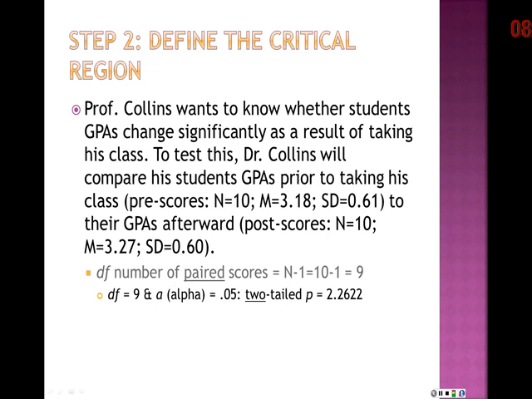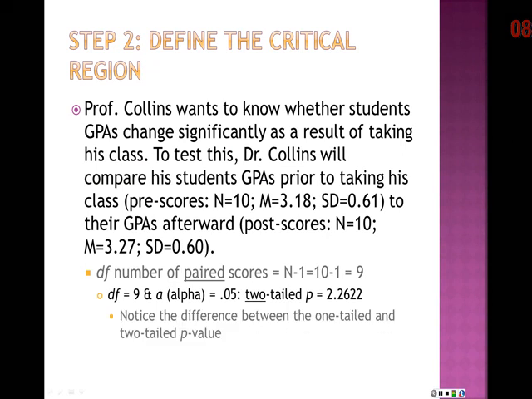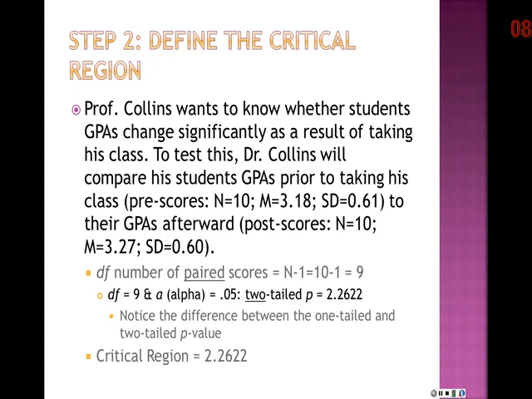And we use our two-tailed significance test. So what we're doing is we're looking for a critical region of 2.2622. So if our t-value falls beyond this, we can say with 95% confidence that there is a significant difference between the two scores, between the pre and the post GPA scores.